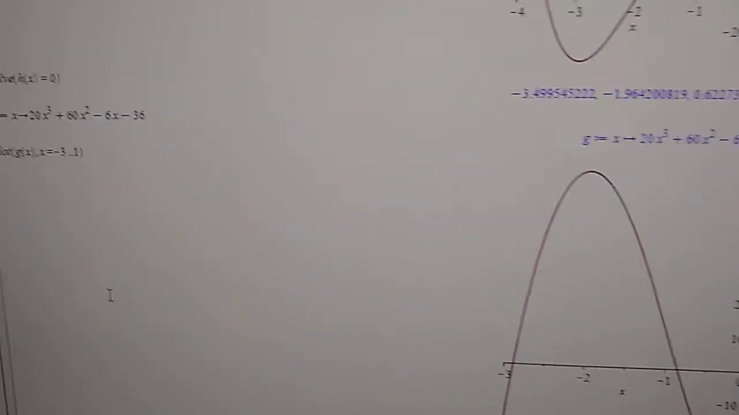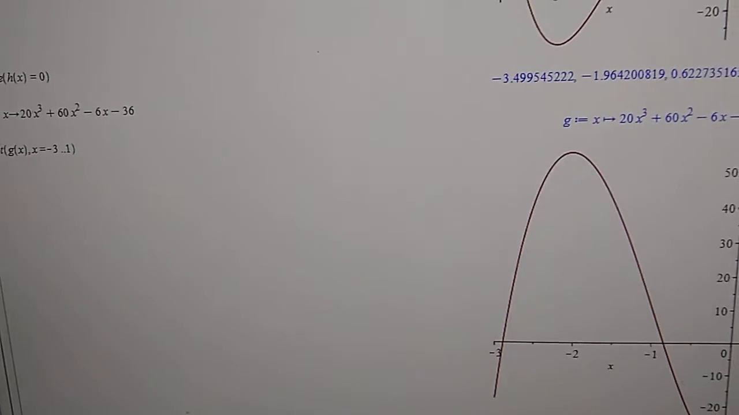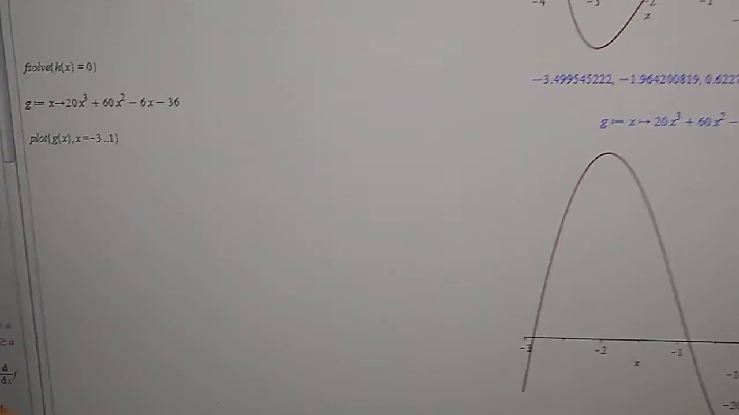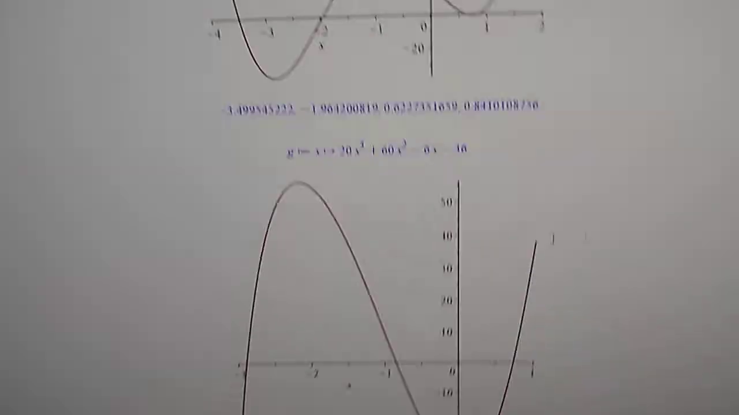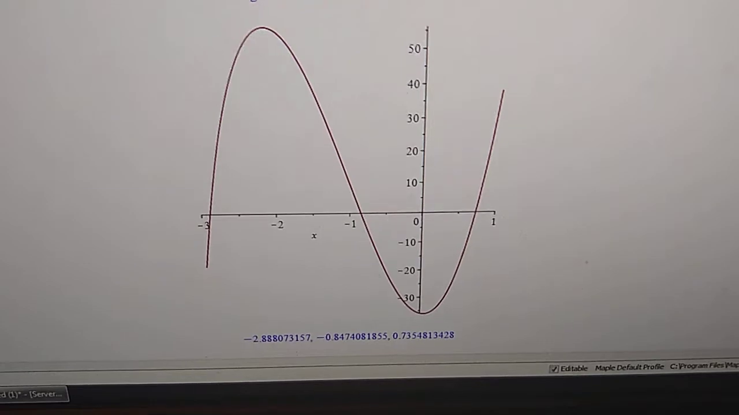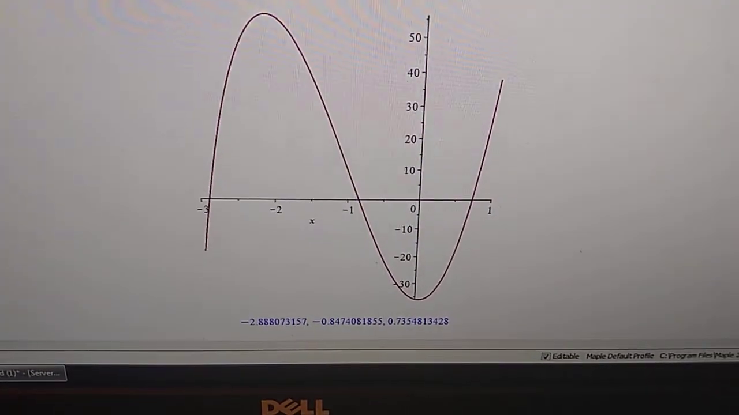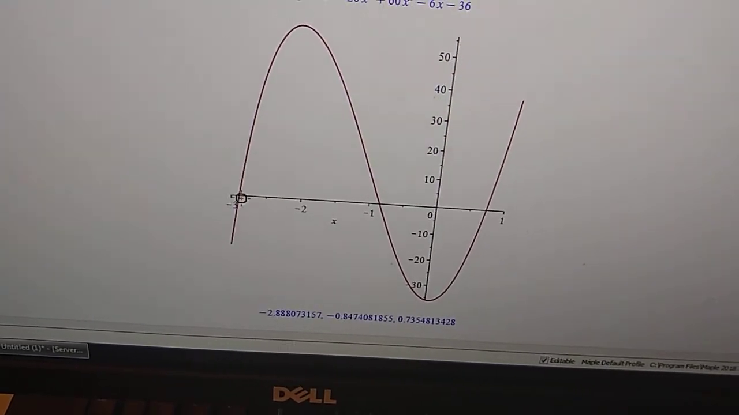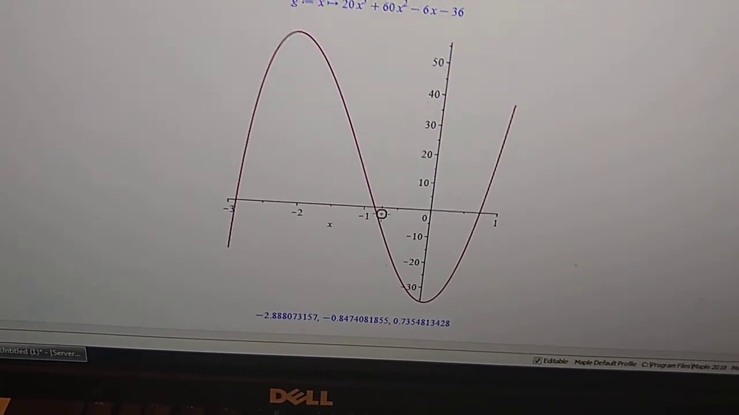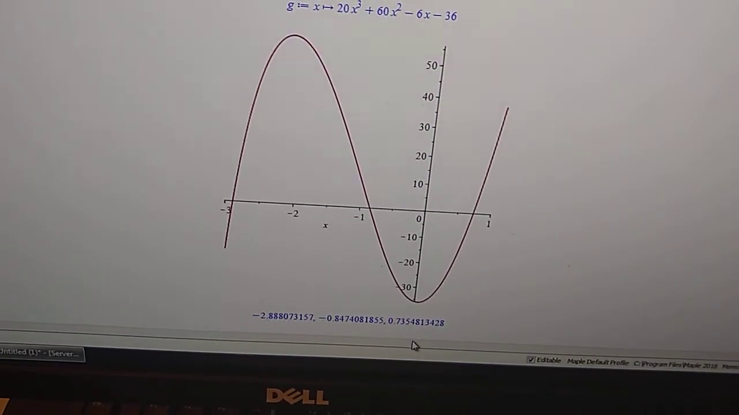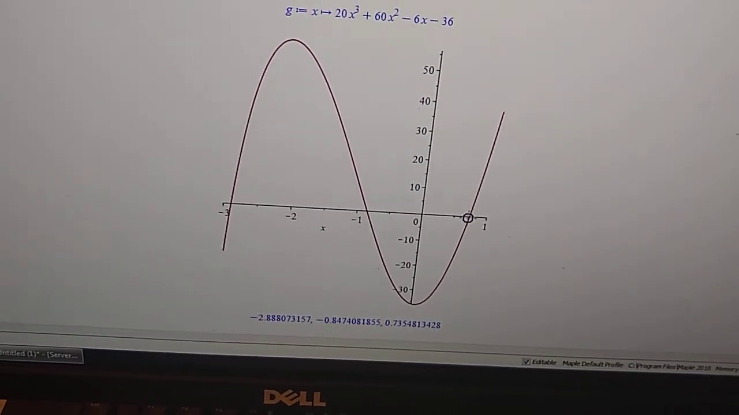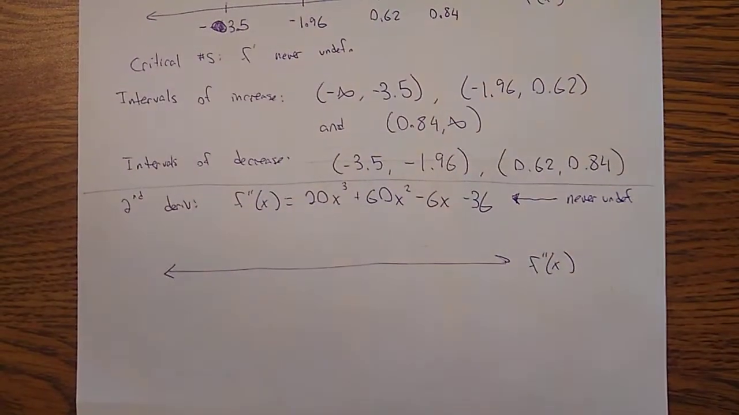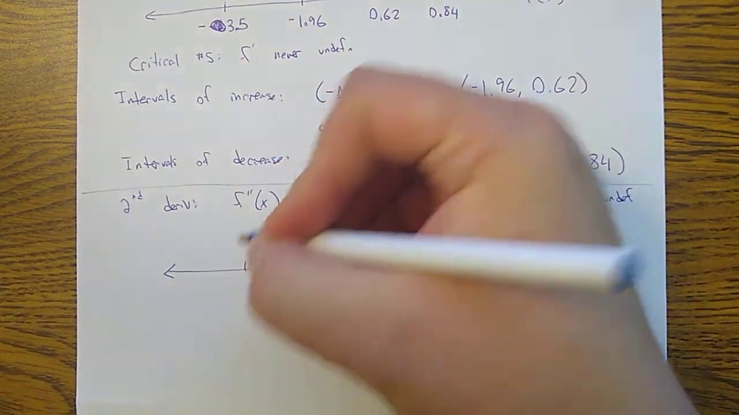Solve g of x. And that tells me negative 2.888, and that looks about right. That looks like it's about this number. Negative 0.84, that looks like it's about this number, and 0.73, that looks like it's about this number. Okay, so those are my numbers.